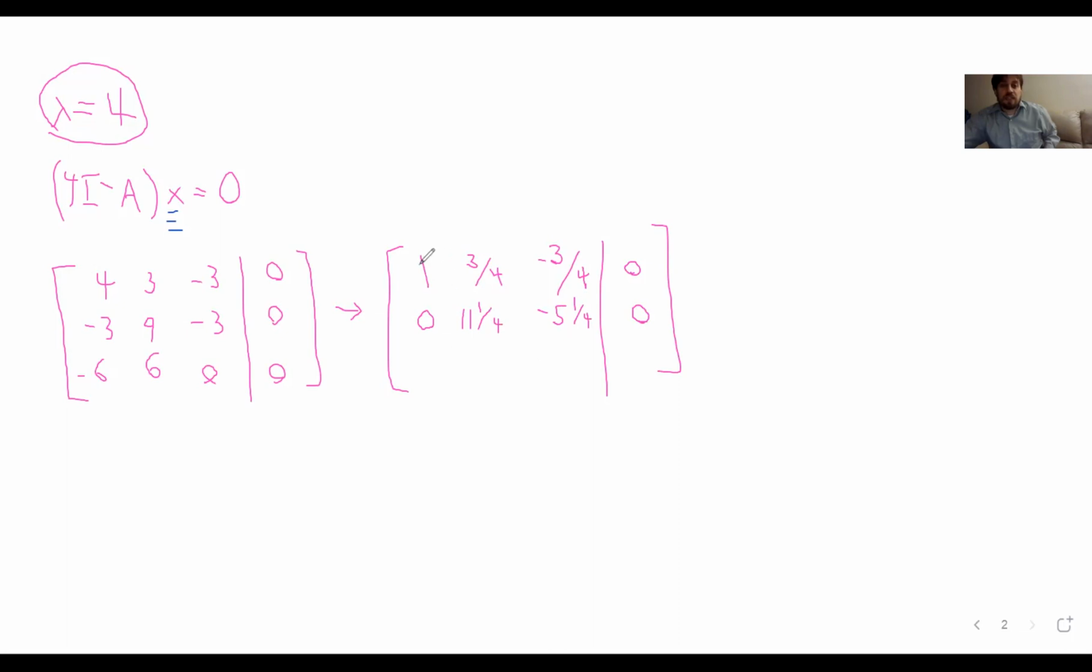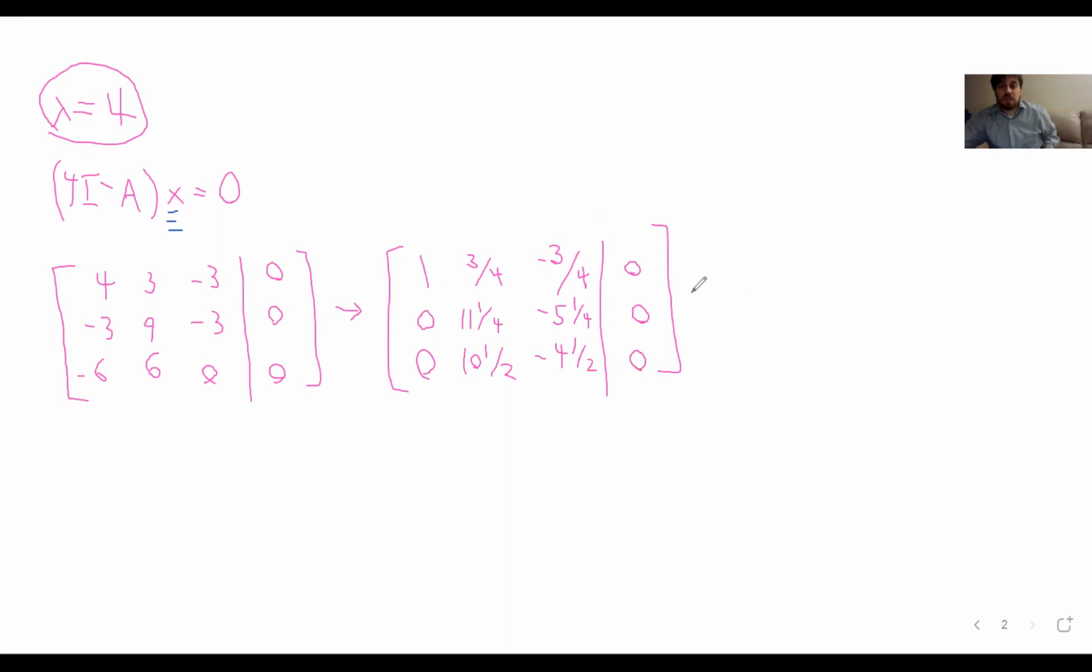Now to get the last row, I'm going to take 6 times the new top row and add it to the old bottom row. So I get a 0 here. 6 times 3/4 is 18/4, which is 4 1/2. So you get 4 1/2 plus 6, which is 10 1/2. And then 6 times negative 3/4 is negative 18/4, that's negative 4 1/2. Negative 4 1/2 plus 0 is negative 4 1/2. And you have a 0 here.